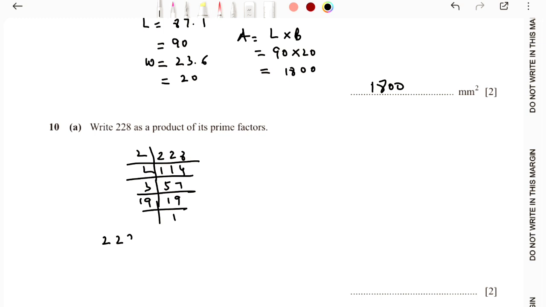So 2 to 8 would be equal to 2 times 2 times 3 times 19, or it can also be written as 2 raised to power 2 multiplied by 3 raised to power 3 into 19. This would be the answer.